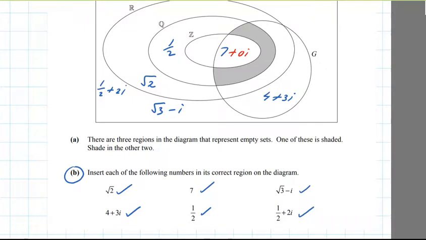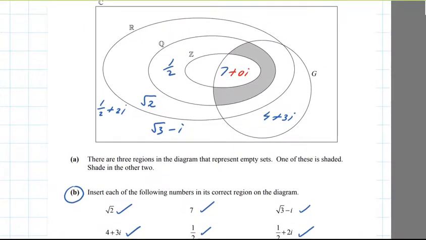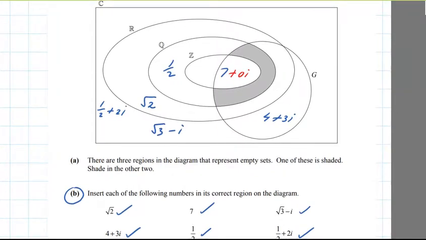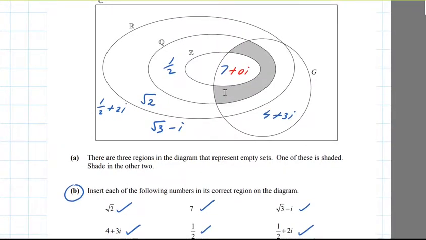Now, that makes part A very easy, because part A says there are 3 regions in the diagram that represent empty sets. One is already shaded, so we can see that. We can't have a number in here, because if you try to put the half in there, for example, it doesn't fit the definition of G. The same goes for this region here, because any number you think of, say 7 or 8 or 9, can also always be written as plus 0i, which shoves it over here into the intersection. So there is no number that belongs only in this little piece here. So we shade that in. That's the other area.